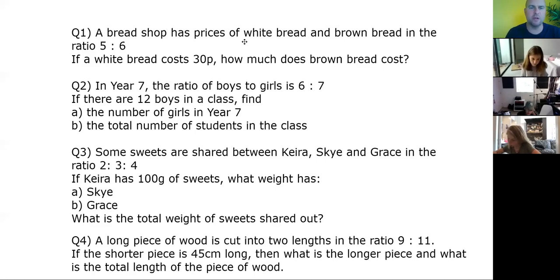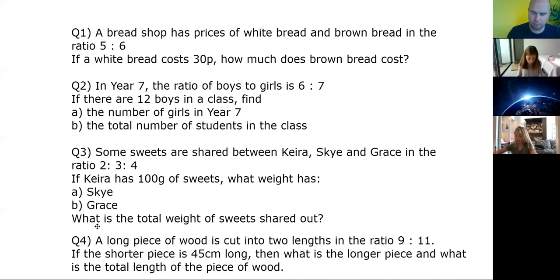In year 7, the ratio of boys to girls is 6 to 7. If there are 12 boys in a class, find the number of girls. How do you find the number of girls, please, Grace? On question number 2, you do 6 over 2, 7. And then you figure that out. So you do 12 divided by 6 equals 2, and then you do 2 times 7 equals 14, and then you add that together, and that will equal 16 girls. What, 14 girls, 7 times 2, 14, yeah.